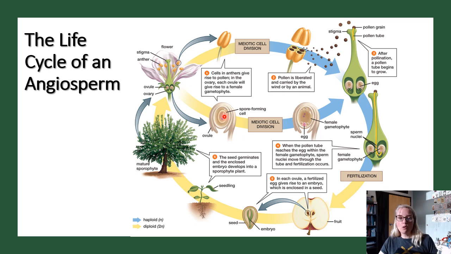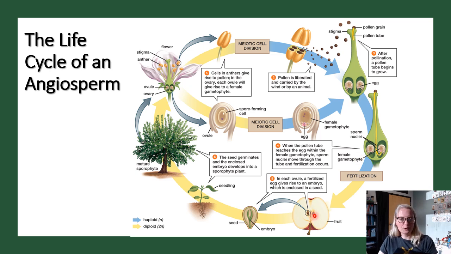In the ovary, kind of the base of your stigma, you're going to go through meiosis to produce your egg. So now we are at the haploid stage. The pollen comes and lands on the stigma. The pollen tube grows down into the ovary, fertilizes the egg. Right, so all the same steps are happening, just different structures. And now we have our embryo, that's our seed.